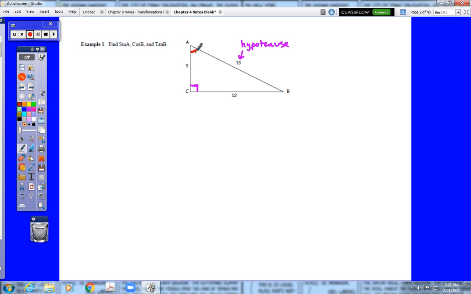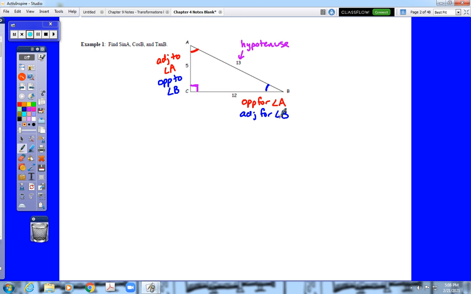If we're working with angle A, then 5 is the adjacent side for angle A, and the 12 is the opposite side for angle A. However, if we turn our attention from angle A to angle B, well, in that case, 5 would be the opposite side for angle B, and 12 would be the adjacent side for angle B. So it's a matter of noticing that there is a difference when we're going to do these problems.